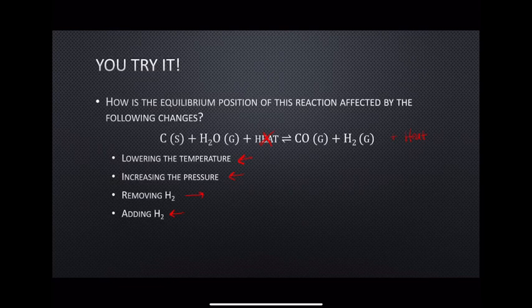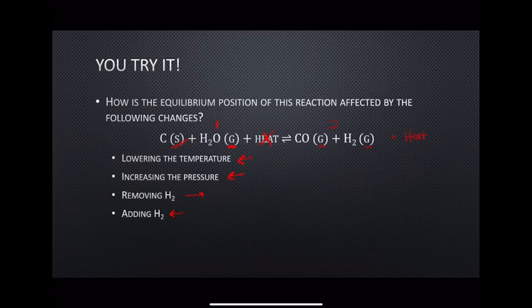The next one says increasing the pressure. If we increase the pressure, we're going to want to go where there's the fewest moles of gas. So over here on the left, we have 1 mole of gas. That's the only one that has the G for gas. This is a solid, so that doesn't count. On the right, we have 2 moles of gas. Okay? So we're going to go to the fewest moles of gas, and again, that's going to take us to the one on the left, the reactant side. The equilibrium is going to shift to the left.